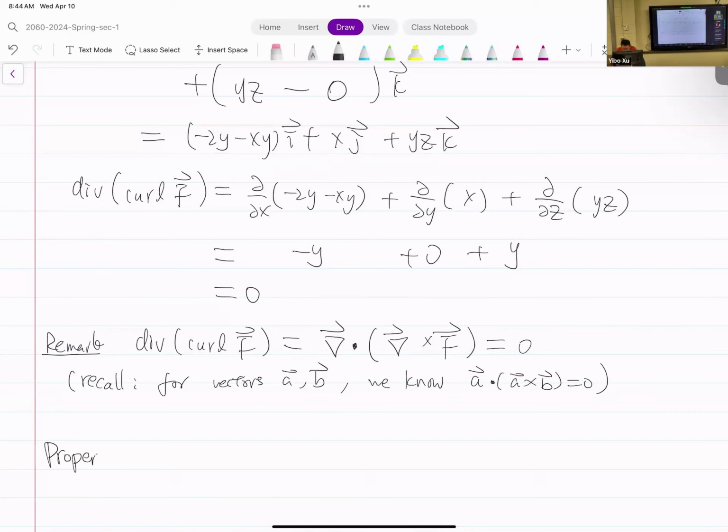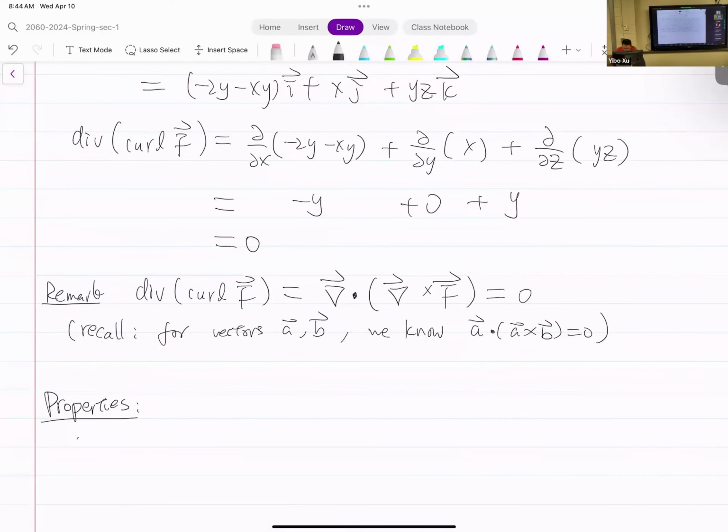Properties. Like I mentioned, the divergence of the curl of a vector field is nabla dotting with nabla crossing F by definition, and this equals 0.